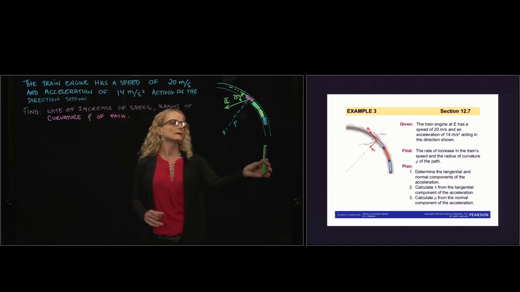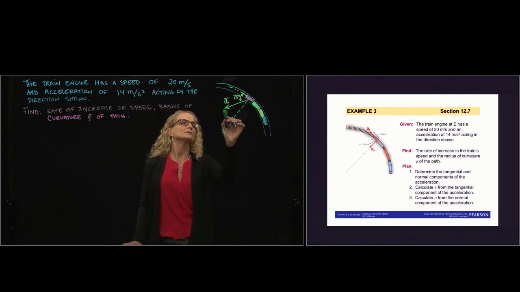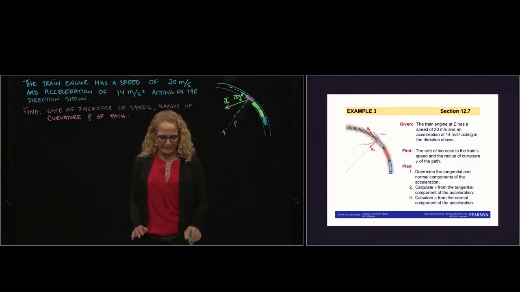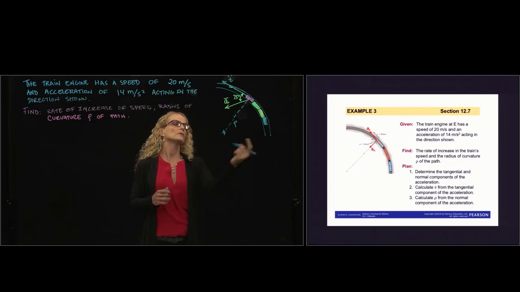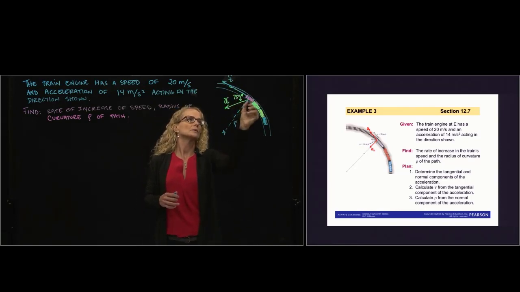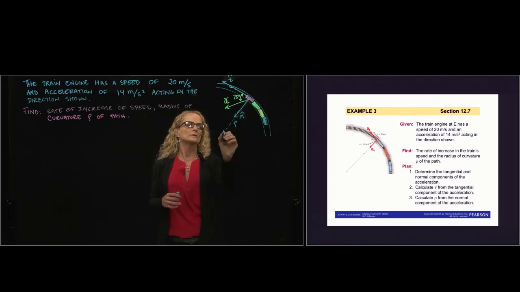So we have a train going along a curved path, and the acceleration makes 75 degrees from the tangential direction of the curved path that the train is going. And if this is the tangential, we have a normal direction that goes inside the curve towards the center of the radius of that curve.